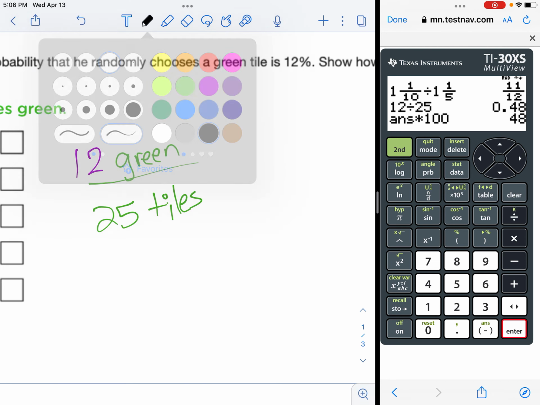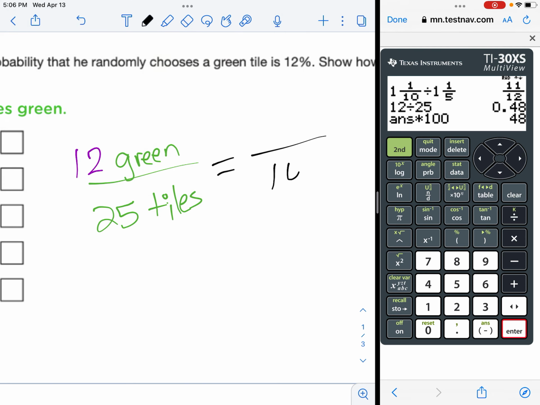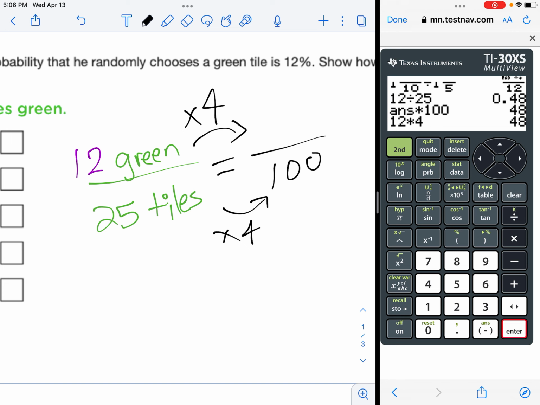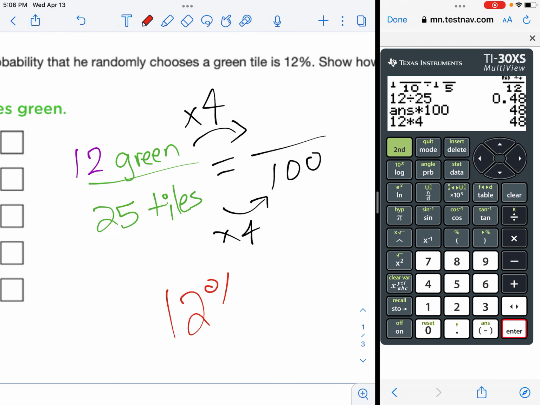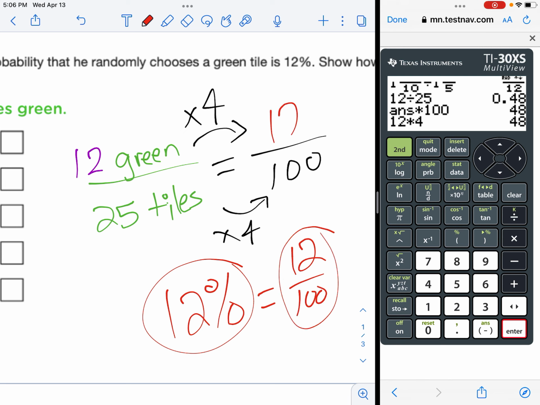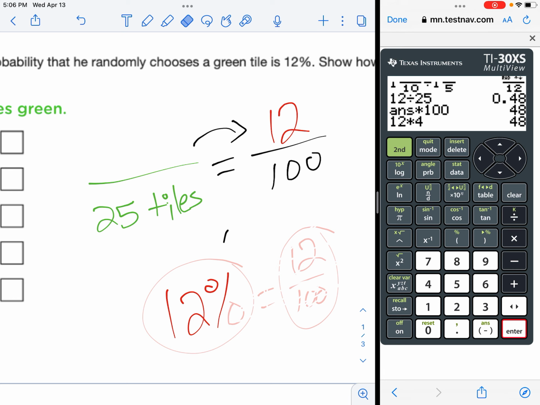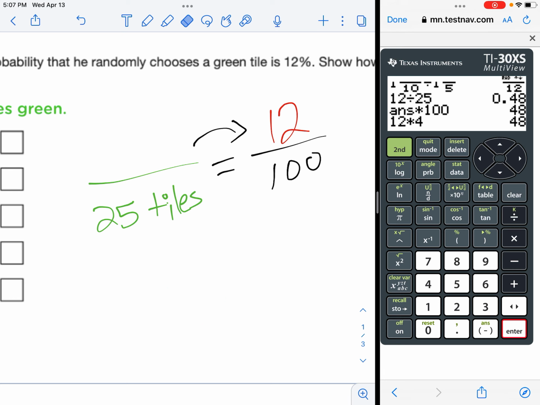The other thing I could do is think about if this is a percent, then I would need 100 on the bottom, times 4 on the top, 12 times 4. Hey, look at that. It's 48%. So what I'm really trying to do is get 12%. So I'm going to write 12%, change it into a fraction, 12 on top of 100. So now I'm going to put that 12 up on top and think, how do I work backwards now? How do I work backwards?